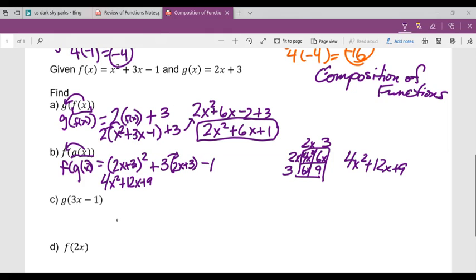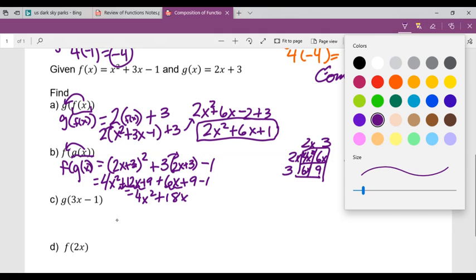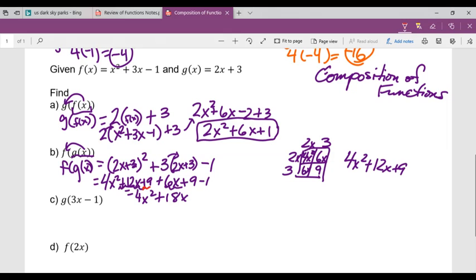This I'm going to distribute because there's no box here. So plus 6x plus 9 minus 1. And then I'm going to simplify that by adding like terms. The only like terms I have here are 12x and 6x. So 4x squared, 12x plus 6x is 18x. And then my other like terms here are 9 and 9 and negative 1. So 9 plus 9 is 18, minus 1 is 17. So that's my final answer there.